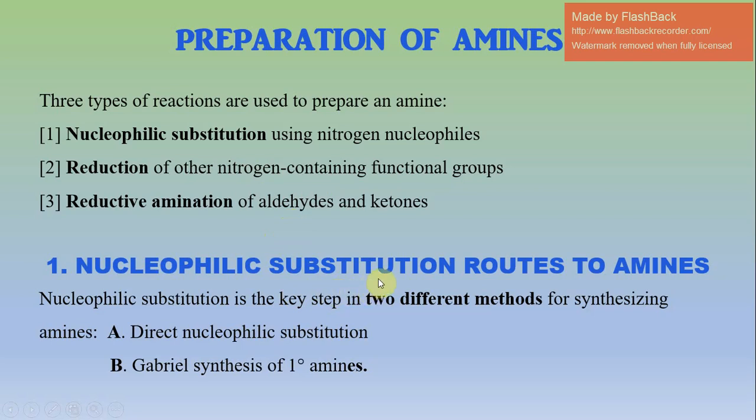Nucleophilic substitution routes to amines. There are two ways by which amines can be prepared using the nucleophilic substitution reactions. One is the direct nucleophilic substitution. The other one is Gabriel synthesis, which is meant for the synthesis of primary amines alone.